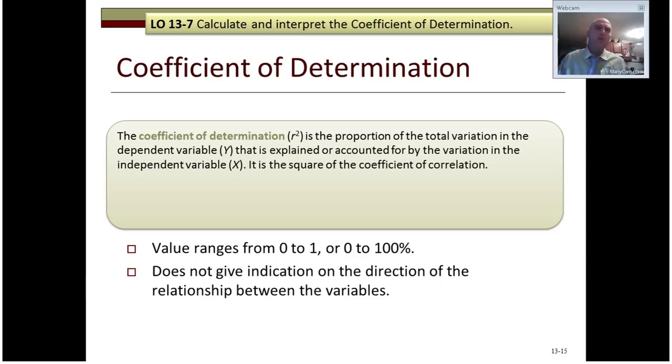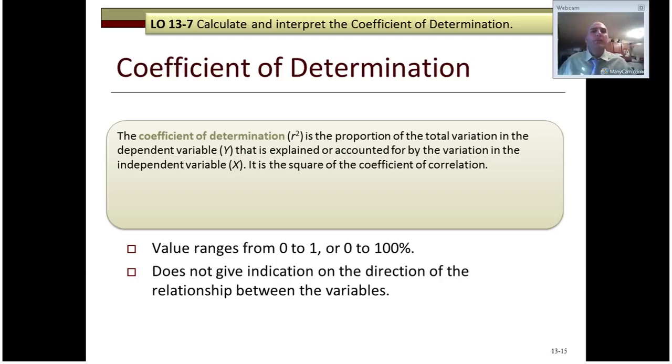Once we have a value for r, which can range from negative 1 to positive 1, we also want to calculate something called the coefficient of determination. It's really easy to calculate. It's r squared, so you take r, 0.759, and square it. See that in the next slide. What it is, though, in terms of interpretation, it's the proportion of total variation in the dependent variable, y, that's explained by the independent variable, x.